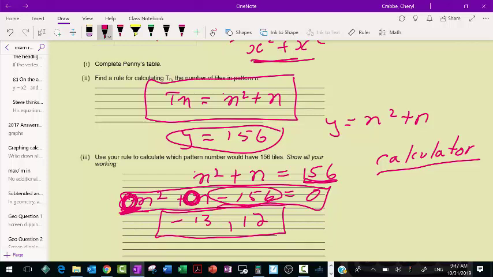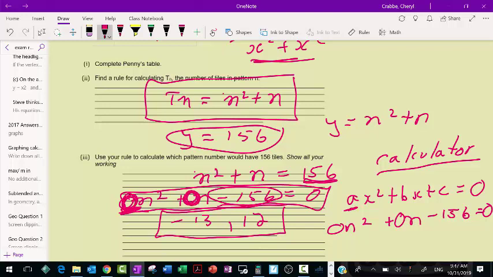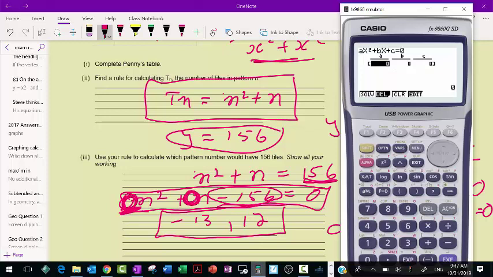So ax squared plus bx plus c is equal to 0. So n squared plus n minus 156 is equal to 0. So the number in front of n squared is A, the number in front of n is B, and that number there is C. So what we do is, there's no number in front of the n squared, that's just understood to be 1. There's no number in front of the n, that's understood to be 1. And the C is negative, and we use negative 156. And we ask it to solve. And there it is. It's just solved it for us.